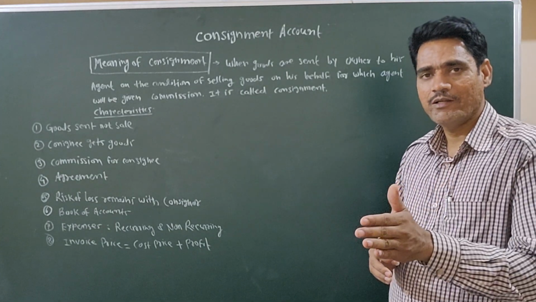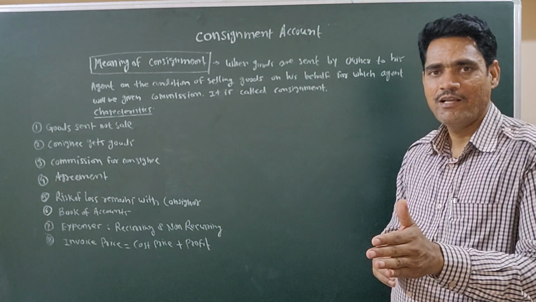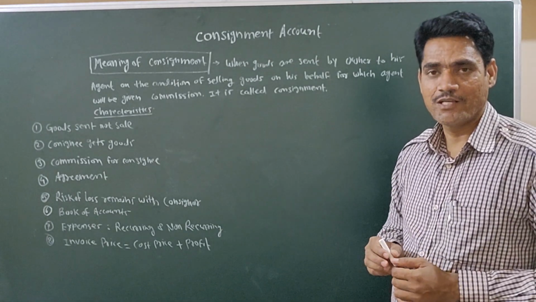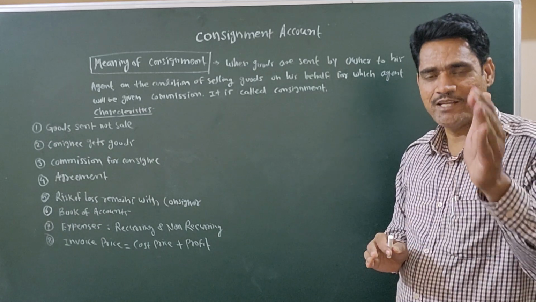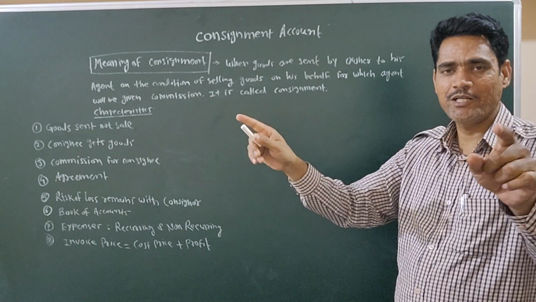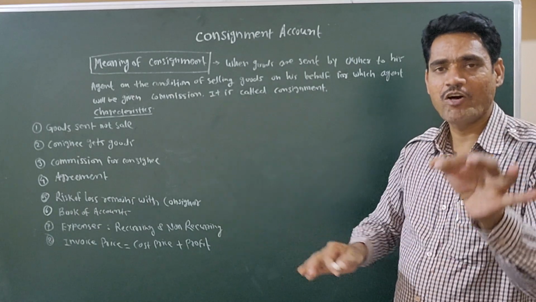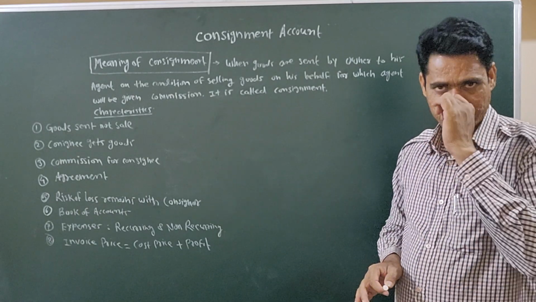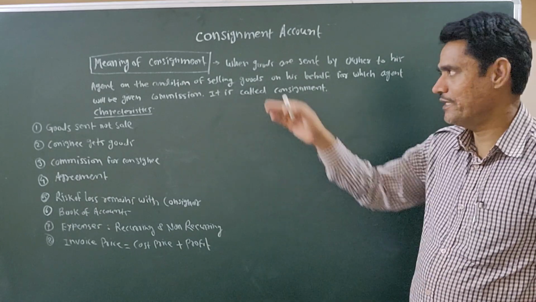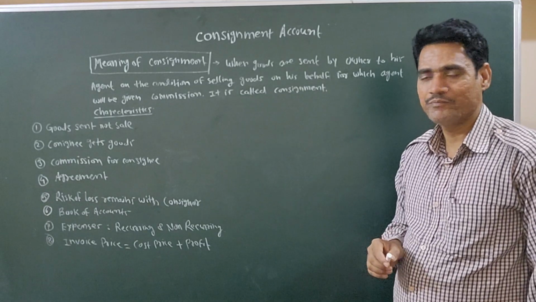The owner is called the consignor and an agent is called the consignee. So there is a consignor and there is a consignee. Two parties are a must for consignment. Okay, we take the characteristics one by one.